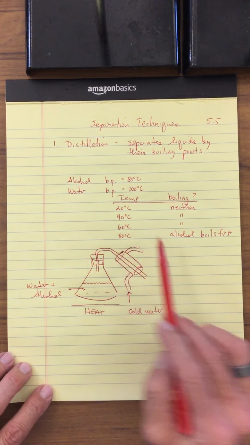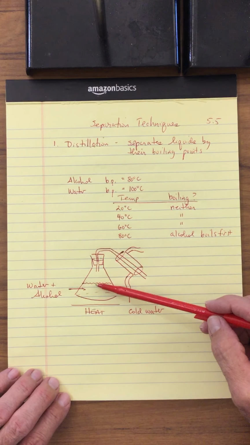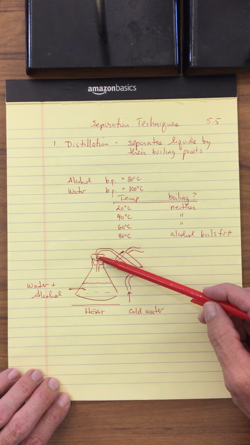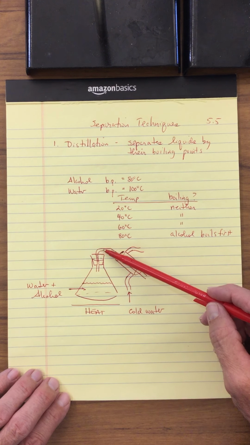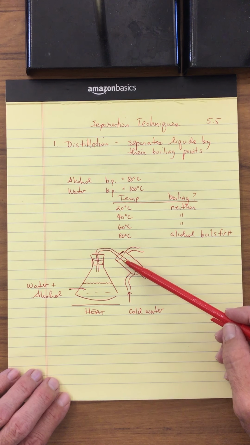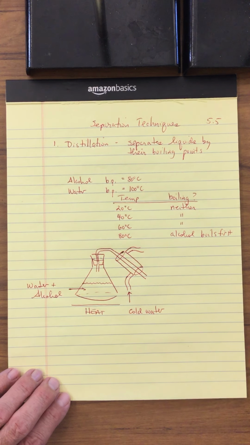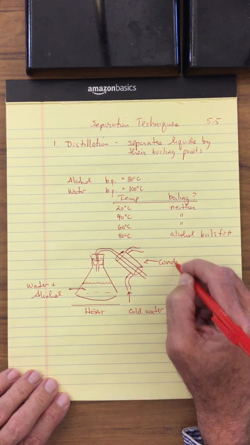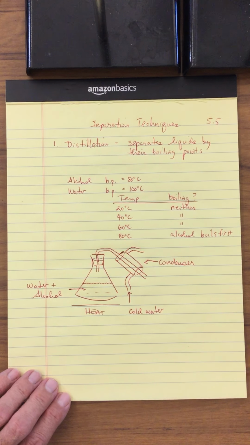If we reach 80 degrees Celsius, the alcohol is going to begin to evaporate. It's then going to go up this glass tubing. It's going to continue along the glass tubing, then it's going to hit this area right here, which is called the condenser. It's going to make the gas condense.